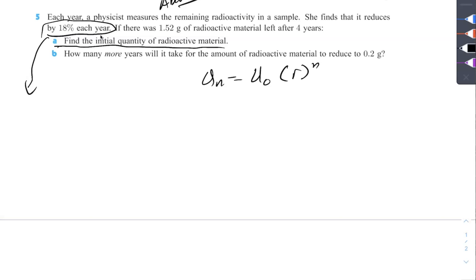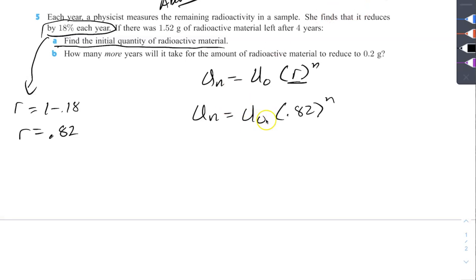Now, keep in mind, your r is 1 plus or minus the percentage. In this case, it reduces. So my r is going to be 1 minus 0.18, or 100% minus 18%. So my r here is going to be 0.82. So my formula actually has the r filled in: Un equals U0 times 0.82 to the n. Now I want to find what U0 is.